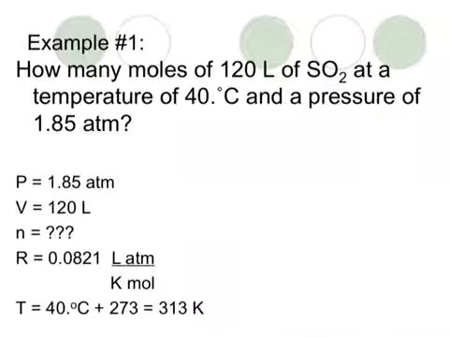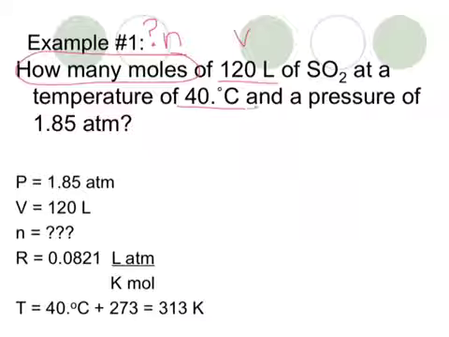So if we look at this first example, it wants to know how many moles, which is n, of 120 liters, there's my volume, of SO2, sulfur dioxide, at a temperature of 40 degrees, which we can't use. So there's my 313 Kelvin, which is my T, and a pressure of 1.85. So there is my pressure. So they're asking for n. They gave you V, T, and P. So since they gave you no secondary values and they didn't mention STP, we know we've got to use the ideal gas formula. So here we go.